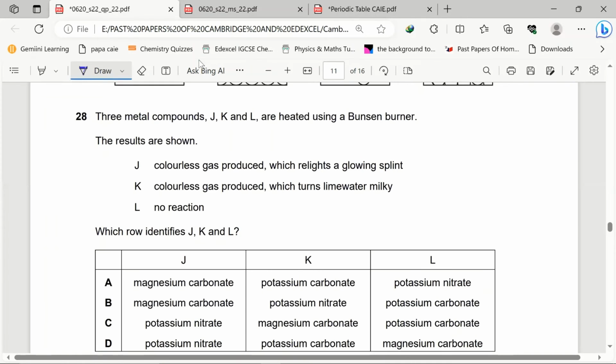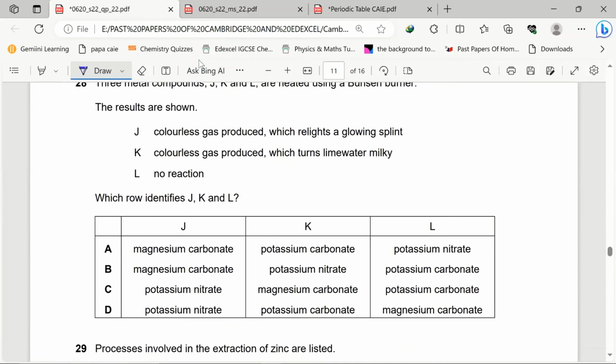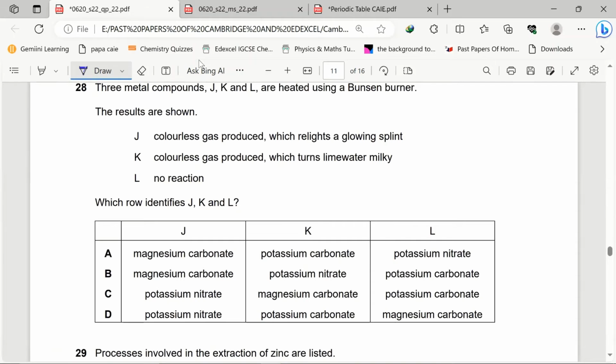Number 28. Three metal compounds J, K, and L are heated using a Bunsen burner. The results are shown. J, colorless gas produced, which relights a glowing splint. Here we can see oxygen will be produced. K, colorless gas produced, which turns lime water milky. So this one is carbon dioxide. And L, no reaction.